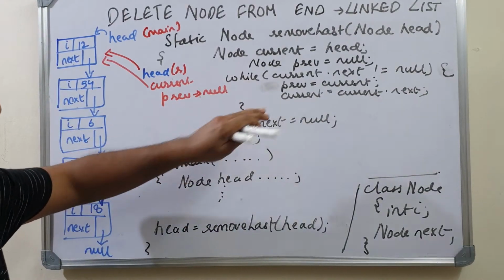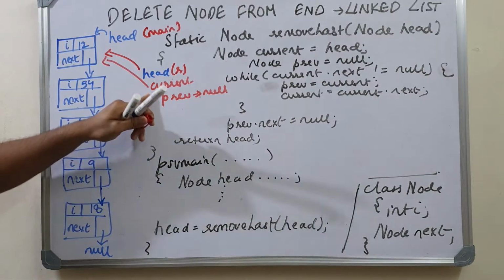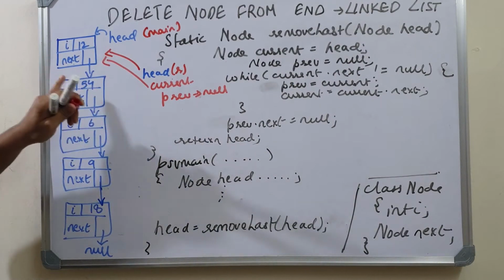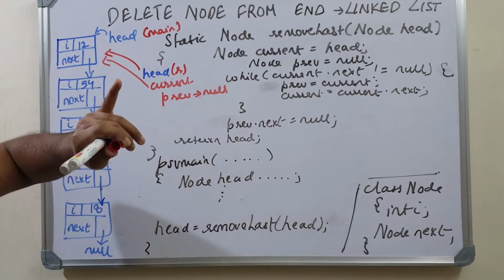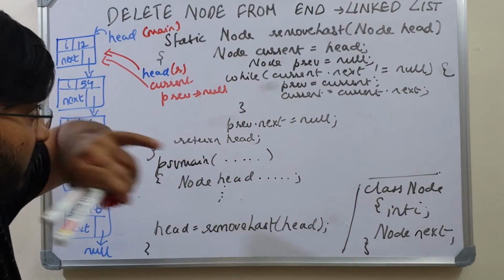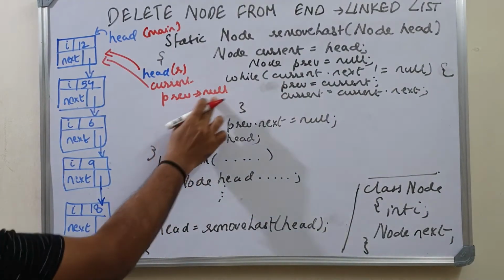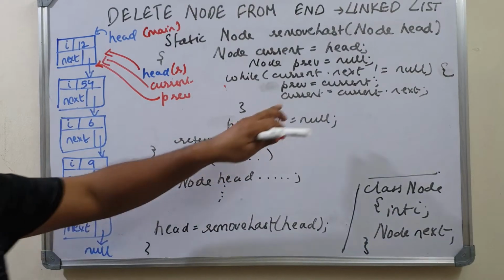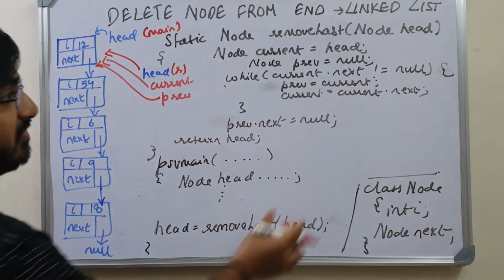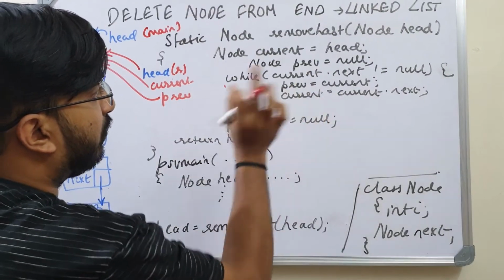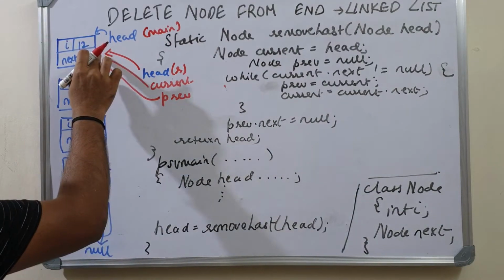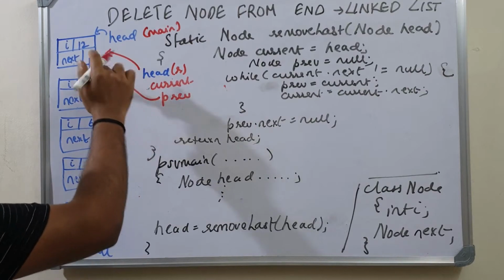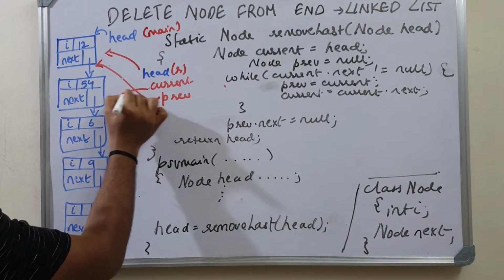We enter the while loop condition: current.next is not equal to null. Current is pointing to this location. The next of this location is this location, which is not null. This is a memory location. The while loop condition is true, so we come inside this loop. Previous is equal to current, so previous points where current is pointing. So previous also points to this location. And then you say current is equal to current.next. So wherever current.next is pointing, current is going to point to that location now. Current is pointing here, current.next is here, so current is going to point to the next of current, which is this.